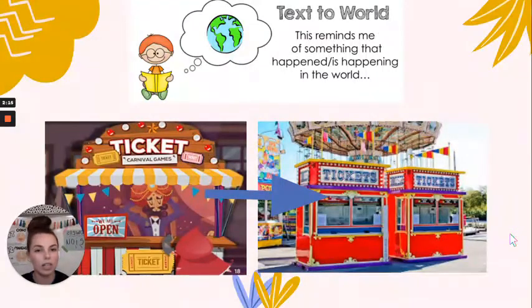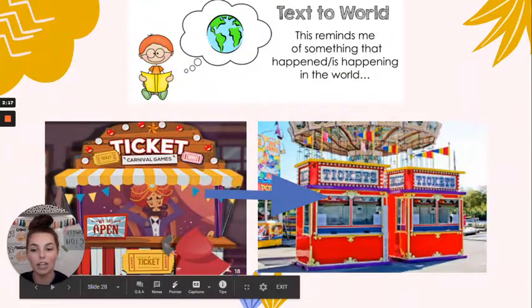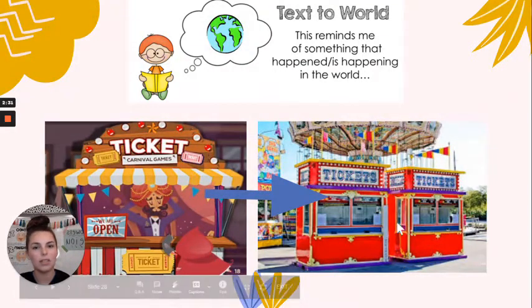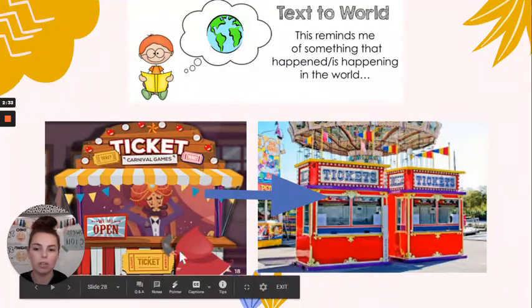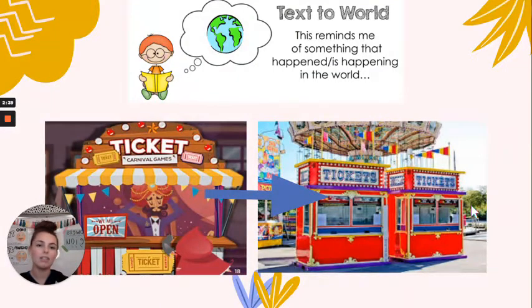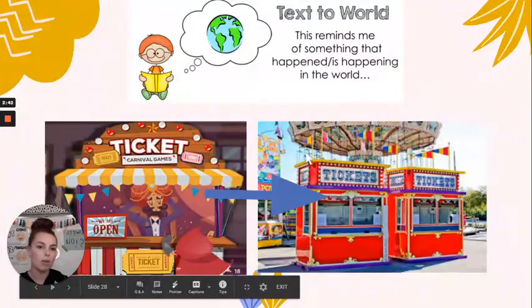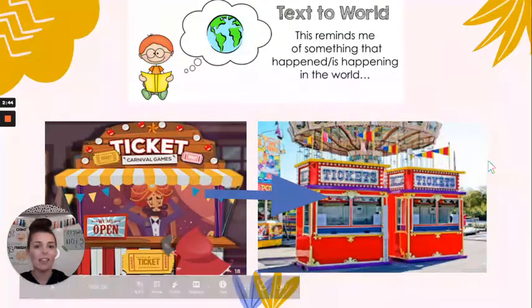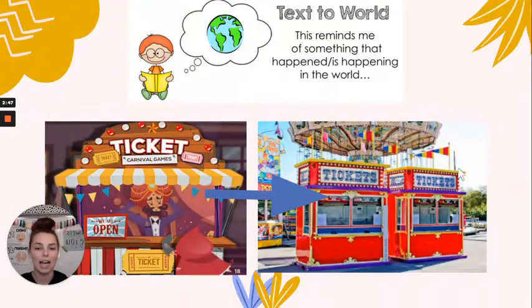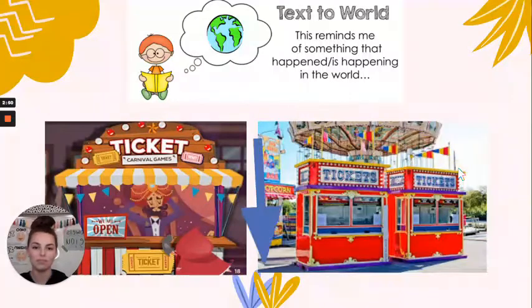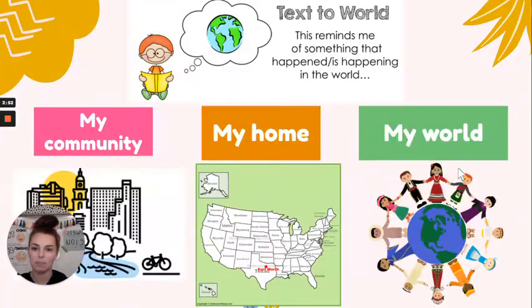And then a text to world, this was a page from Little Red Riding Hood, and I said, this reminds me of something that I've seen in the world. So I went to the state fair, and I saw these, I can see they're both ticket booths. So that's something that's real. What people write in the books are usually real things that we can find in the world around us. Even if you've never been to the state fair, maybe you've seen something like this on TV, and that would be a text to world connection. Again, just finding the things that are the same.